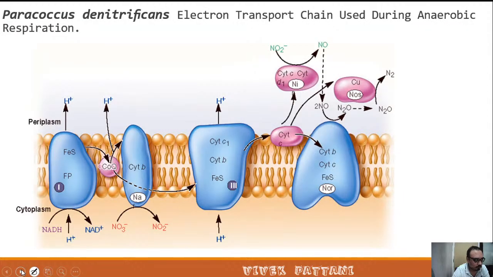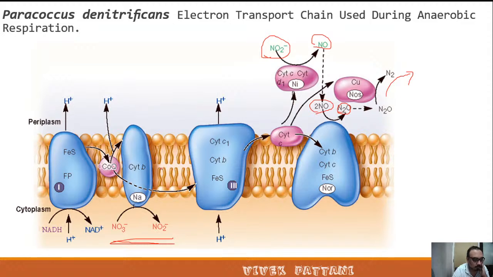Now moving forward with the anaerobic system of the same bacteria, Paracoccus denitrificans, but under anaerobic conditions, not in aerobic conditions. The difference you will see here is the conversion of nitrate to nitrite. This will be converted into NO, then nitrous oxide, and finally converted into nitrogen. This whole process is denitrification. The process is almost similar; the rest of the electron transport chain is almost similar.